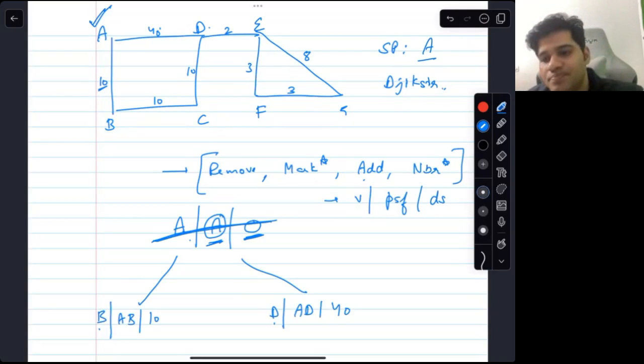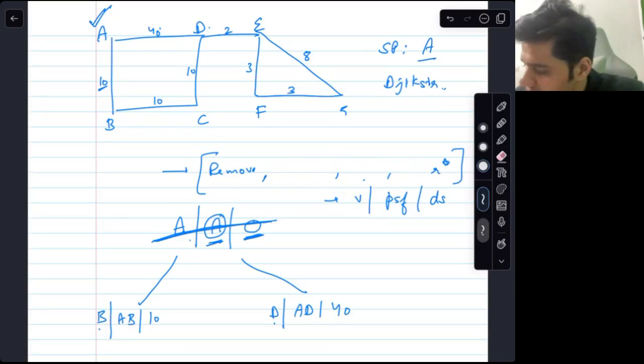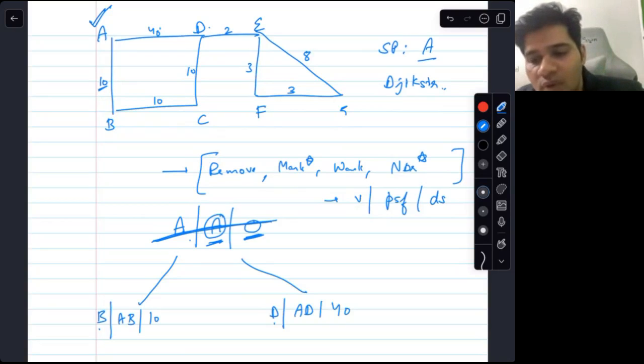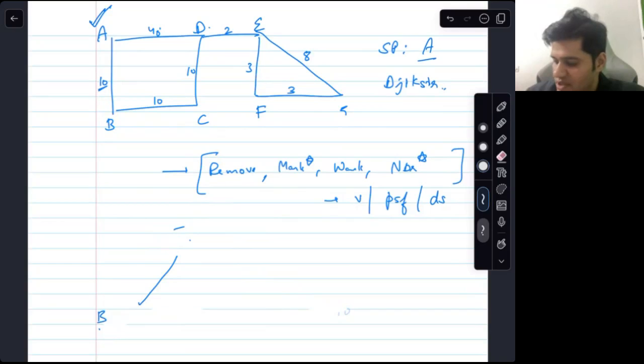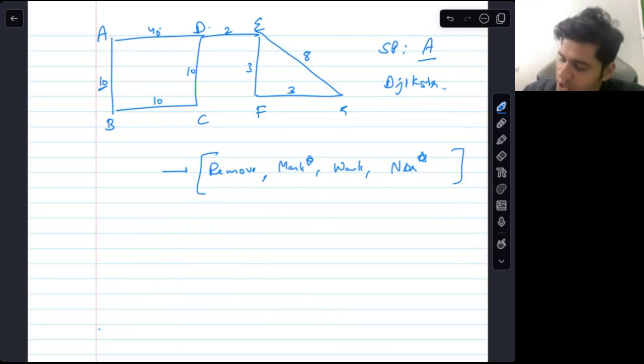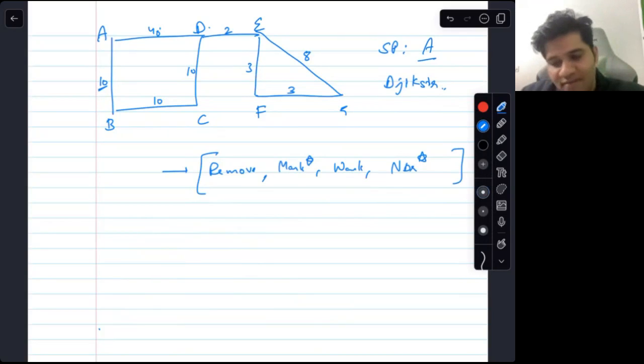Okay. So actually there is a slight mistake here. So remove, mark star, work, neighbor star. So this is what the algorithm is. All right. So let me again do it. So you have to remember these two things. I would again do it. Remove mark star, work neighbor star. What star stands for, I would explain. For now, remove mark, work and neighbor.